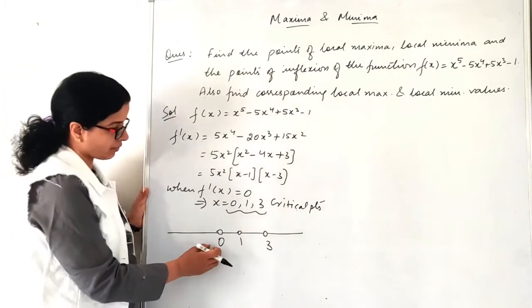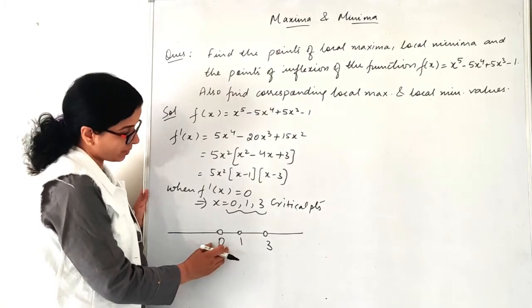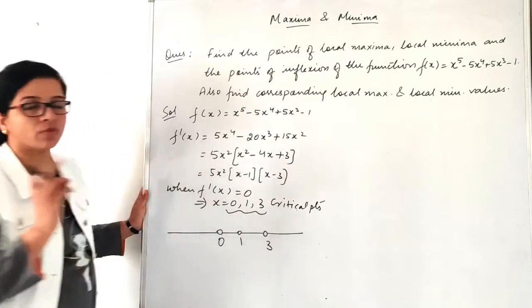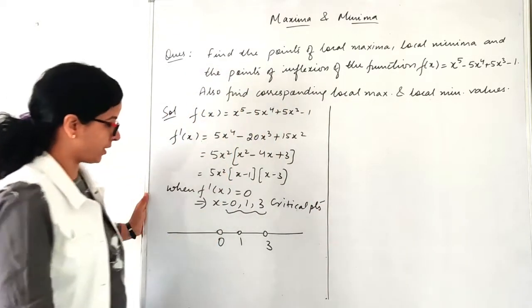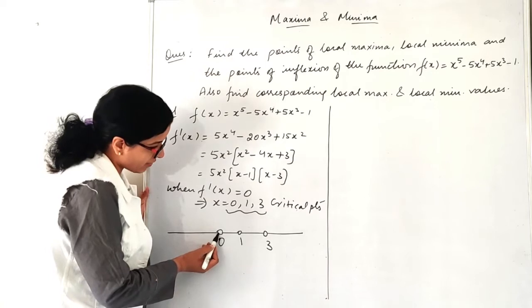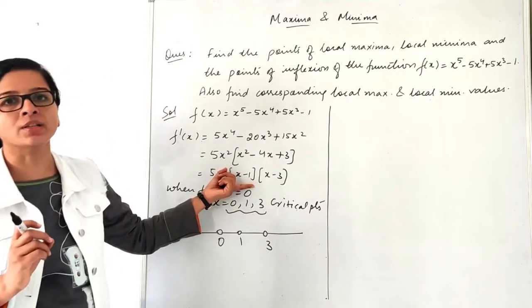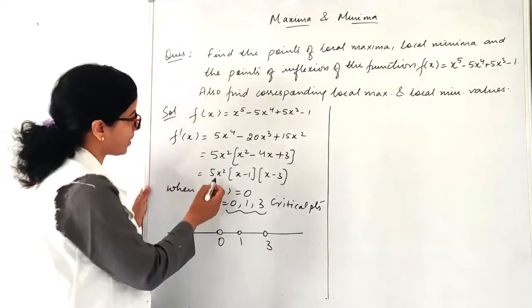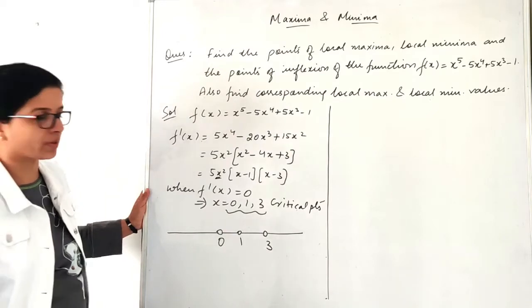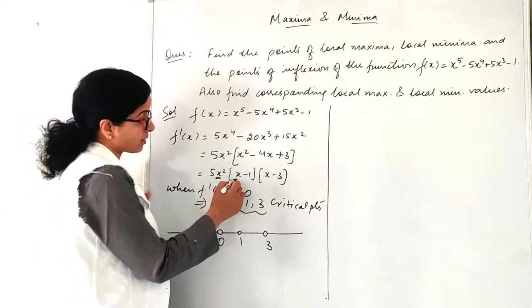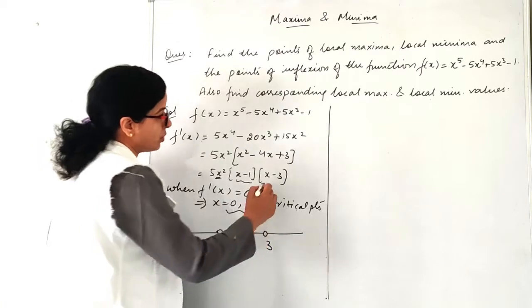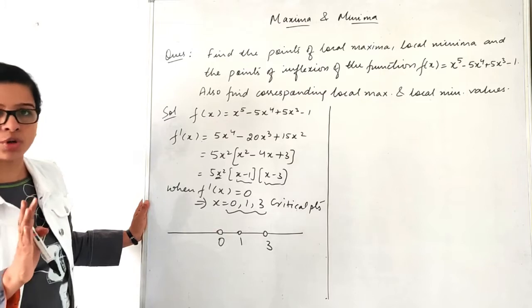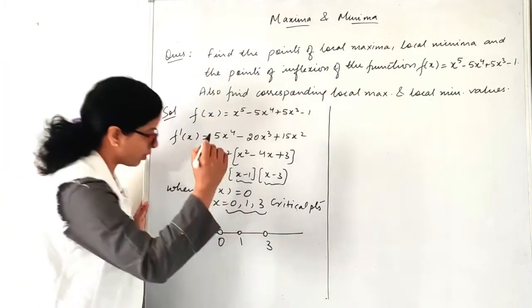Now we will check when x passes through 0, what will be the change in the sign? When it passes through 1, what will be the change in the sign? And when it passes through 3, what will be the change in the sign, right? Just pay attention here. When I substitute any value before 0, let us substitute minus 1 in f dash x and check which sign we are getting. So if you substitute minus 1, it will become positive, right? Because a negative square is positive. Here it will become minus 2 into minus 4. Correct? Multiplication of two negative numbers is positive. So hence here it will be positive.